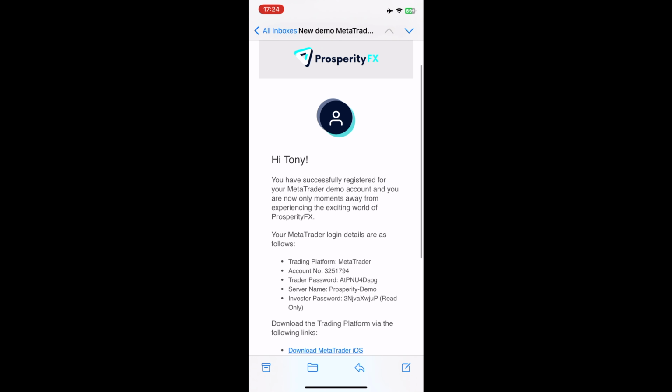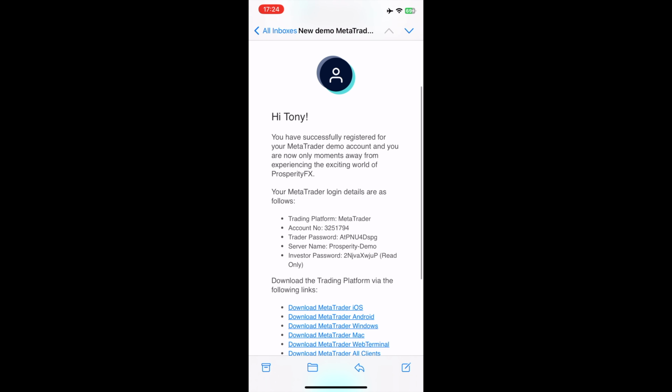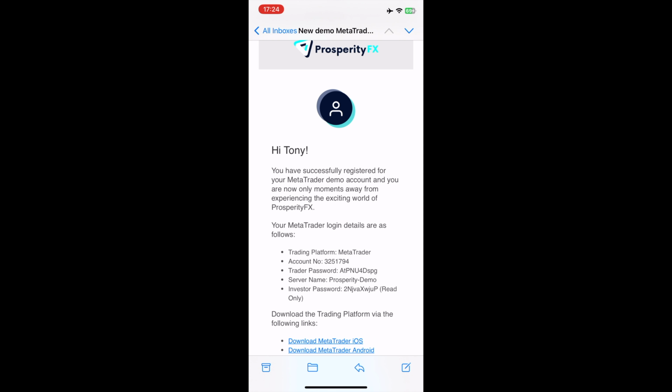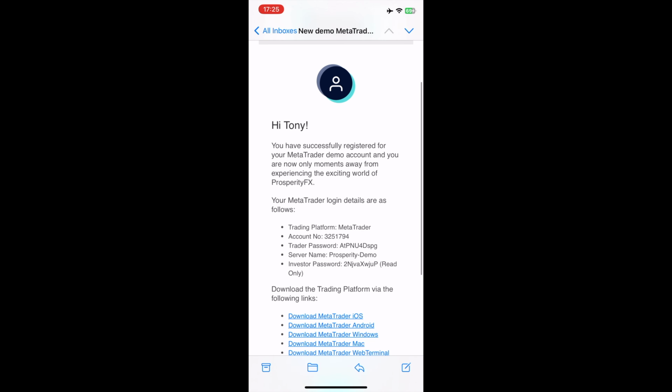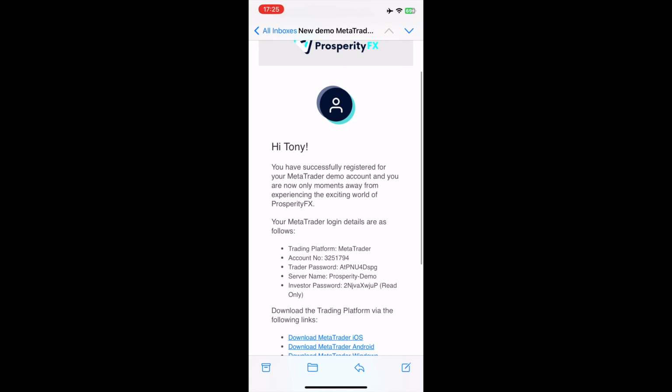You can see, hi, Tony, you have successfully registered for your MetaTrader demo account, and you are now only moments away from experiencing the exciting world of Prosperity FX. The MetaTrader login details are as follows. Can you see? This is the MetaTrader login details, right? So I'm going to head over to my MT4 now. Remember, the MT4 is going to be useless until you have a broker account, because that is where you're going to connect your broker account to MT4. Therefore, you can take trades.